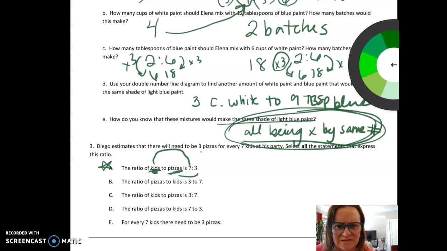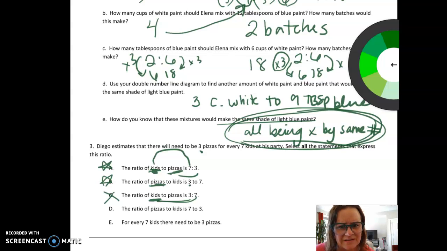The ratio of pizza to kids is 3:7. It is, because pizza was the first word given, the first number given is a 3. So 3:7 pizza to kids. So I'm going to put a star by this one. The ratio of kids to pizza is 3:7. No, for all those reasons that I just explained. But again, first word is kids, and 3 does not correlate with the kids. The kids correlates to the 7.